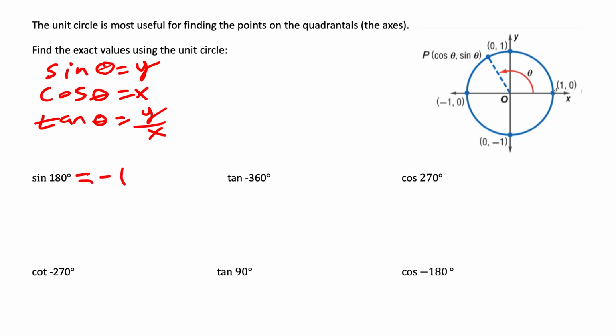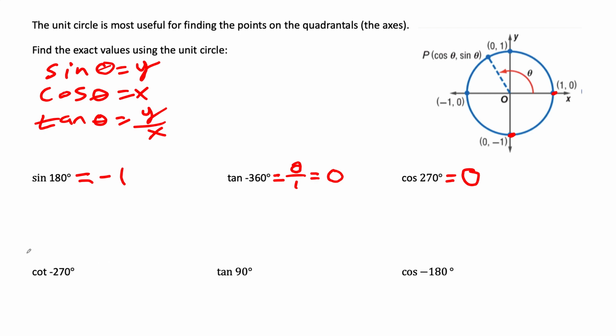The tangent of -360, well, first I have to see where I land for -360. I'm over here at 0. And of course, -360 is coterminal with 0. And I'm talking about tangent now, which is y over x. That's going to be 0 over 1, which is 0. And then the cosine of 270 all the way down to the bottom here. Cosine, x coordinate. The x coordinate straight down, 0.